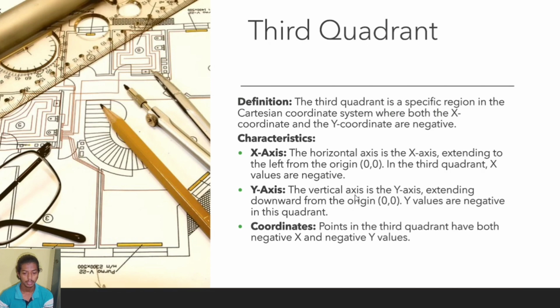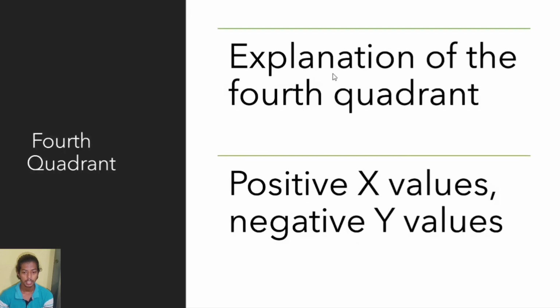Y-axis. The vertical axis is the y-axis extending downwards from the origin 0, 0. The y values are negative in this quadrant. Coordinates. Points in the third quadrant have both negative x and negative y values. Explanation of fourth quadrant. This is the last quadrant.